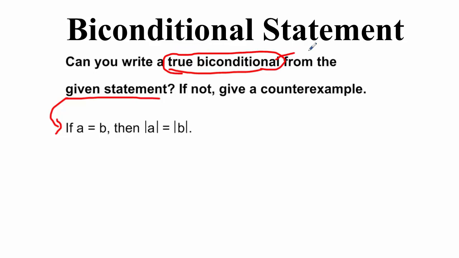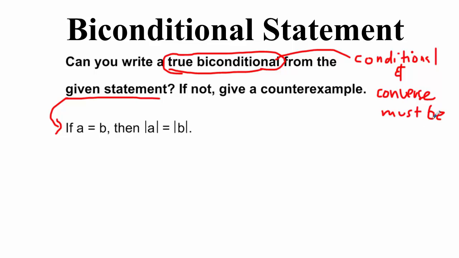And if I interpret true biconditional, I have to recall that a conditional and the converse must be true. So that means I have to evaluate this, see if it's true, and then also evaluate the converse and see if that's also true. If both of them are true, then the biconditional itself is also true. So when it says, can you write a true biconditional, you have to check this is true, write the converse, and see if that's also true.